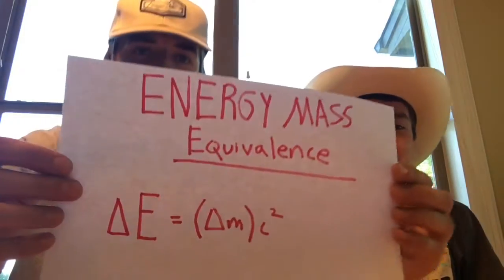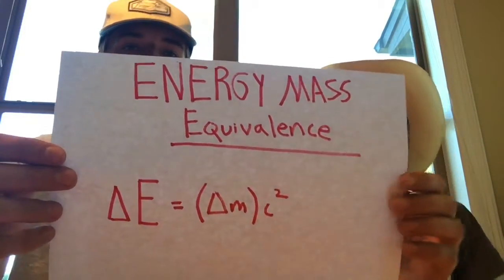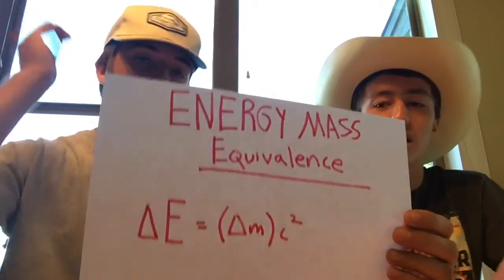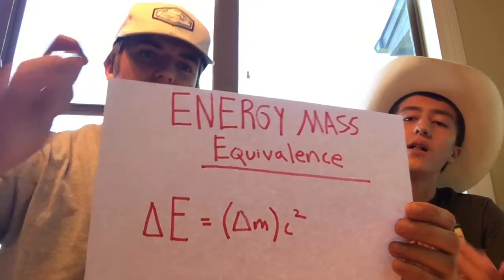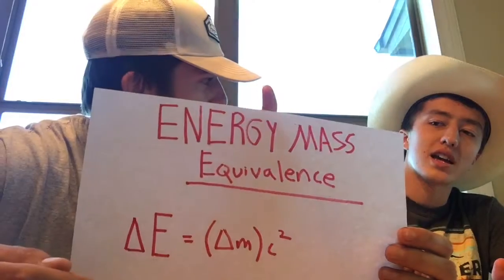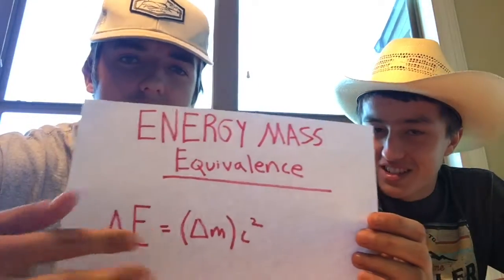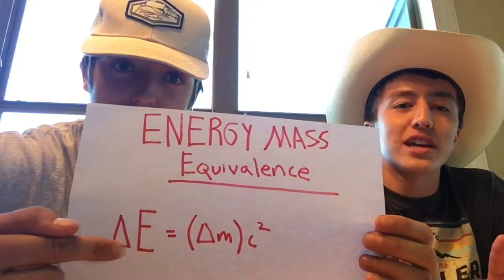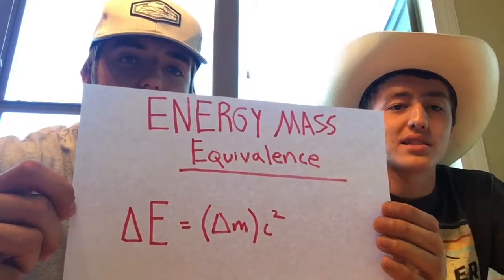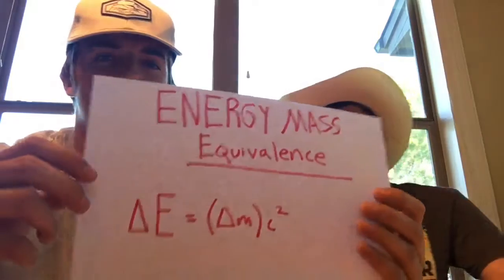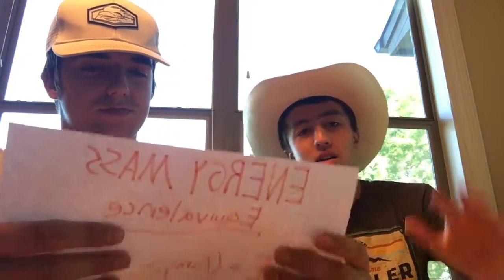Energy mass equivalence. You can thank your boy Albert Einstein for this one. E equals mc squared. Energy equals mass times the speed of light squared, AKA the energy mass equivalence. These little mountain triangle looking things, these are deltas. Change in energy equals change in mass times speed of light squared.